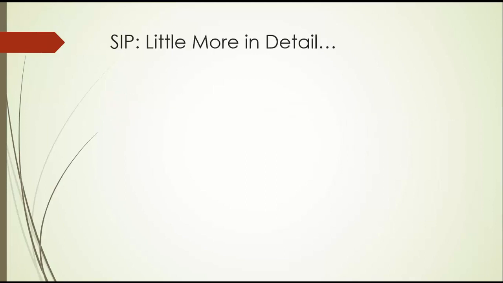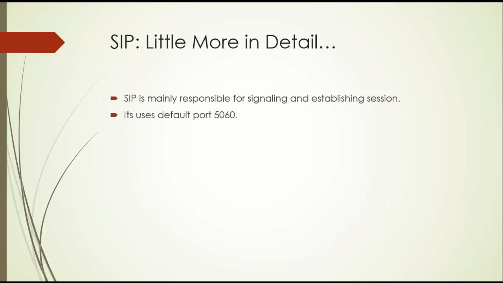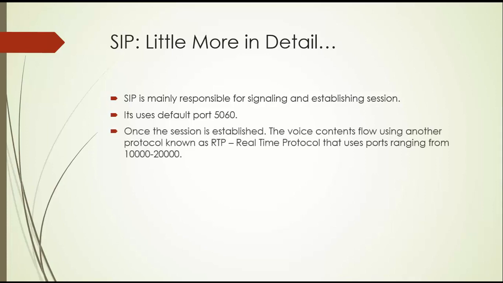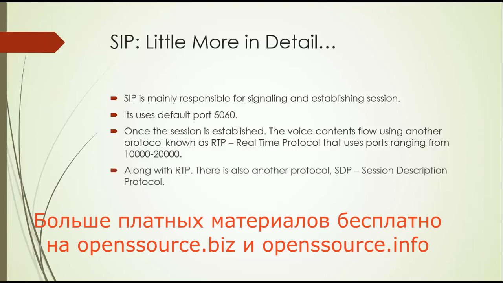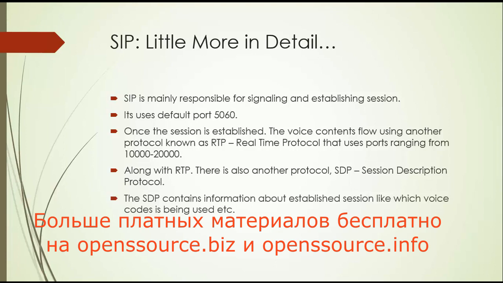Little more in detail about SIP. SIP is mainly responsible for signaling and establishing session. It uses default port 5060. Once this session is established, the voice contents flow using another protocol known as RTP, real-time protocol. That uses port ranging from 10,000 to 20,000. Along with RTP, there is another protocol called SDP, which is known as Session Description Protocol. The SDP contains information about established session, like which voice codec is being used.